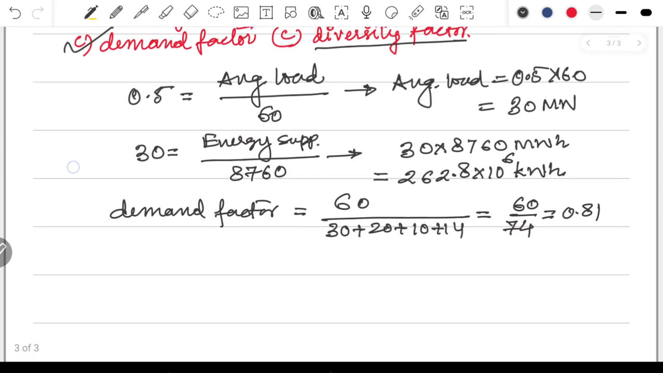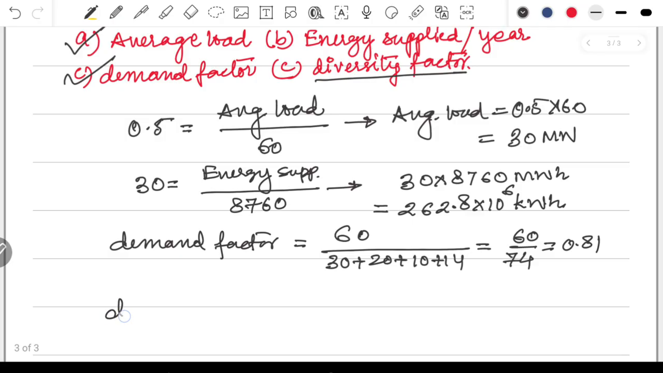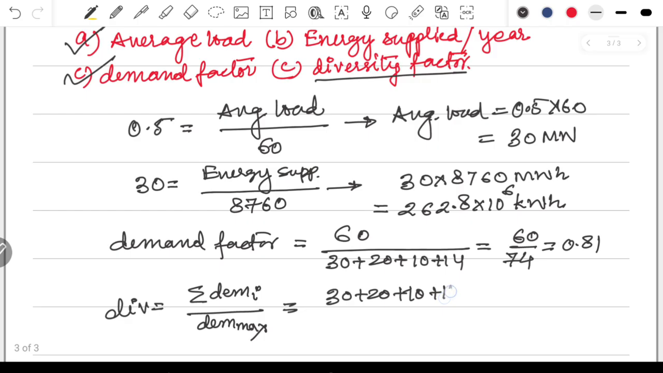Now comes the diversity factor. Diversity factor is basically the sum of the individual maximum demands to that of the simultaneous maximum demand. So this is the sum of the individual, that is 30 plus 20 plus 10 plus 14, divided by the maximum one, which was 60. Therefore this will come out as 74 by 60. So it is close to 1.2.